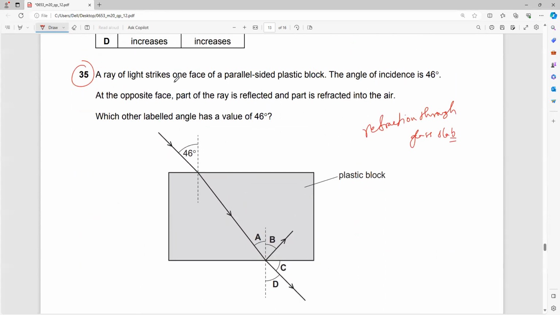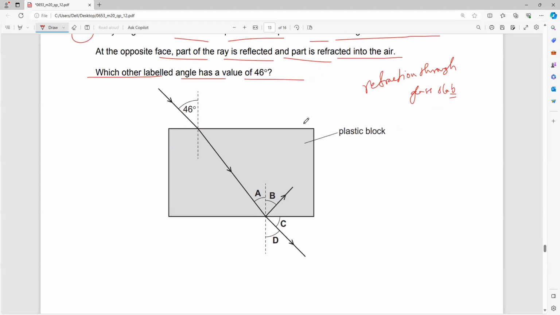A ray of light strikes one face of a parallel-sided plastic block. The angle of incidence is 46. Now, at the opposite face, part of the ray is reflected and part of the ray is refracted into the air. Which other labeled angle has a value of 46? Anybody? You all know, sir, angle of incidence is equal to angle of emergence. Option D. That's clear.